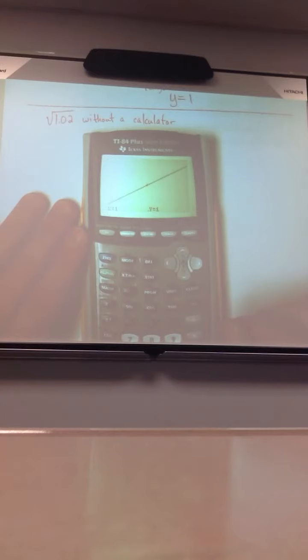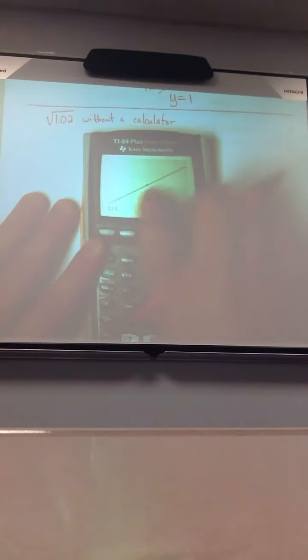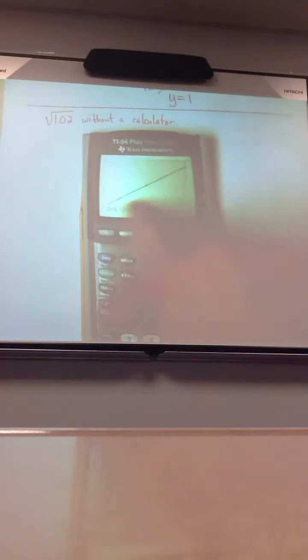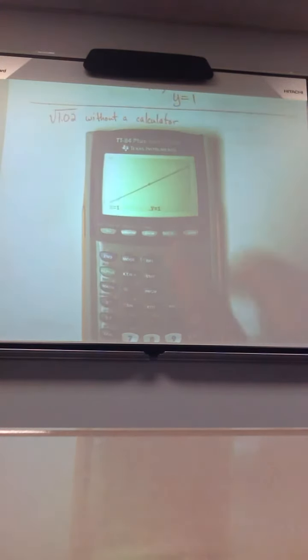Come on, Captain students. Yeah, isn't that the tangent line? I've zoomed in so far, it looks like a line, but isn't that the equation of the tangent line right there?